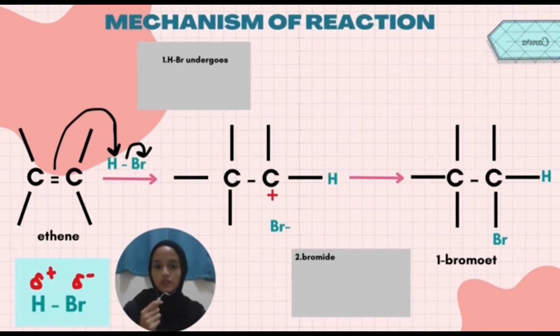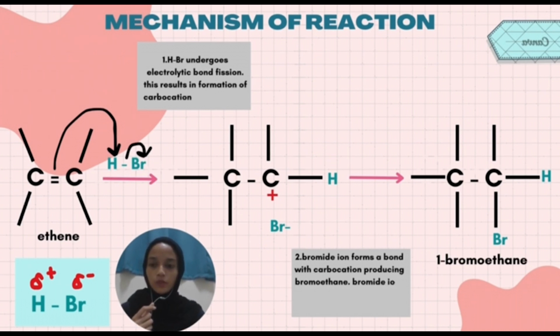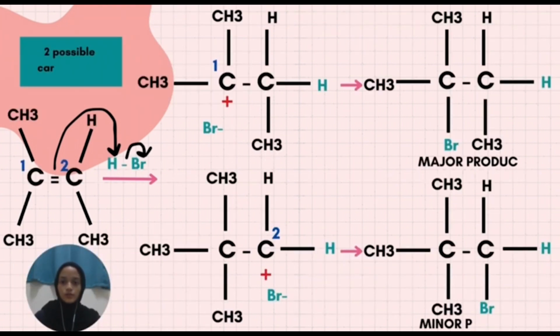So the mechanism of the reaction is that the hydrogen atom from the HBr is attacked by the double bond to form a C-H bond. This will leave the other carbon with a positive charge and a bromide ion. The bromide ion then uses its electrons to form a bond with the positively charged carbon and produce bromoethane. However, there are two possible carbocations if an unsymmetrical alkene reacts with an unsymmetrical reagent.